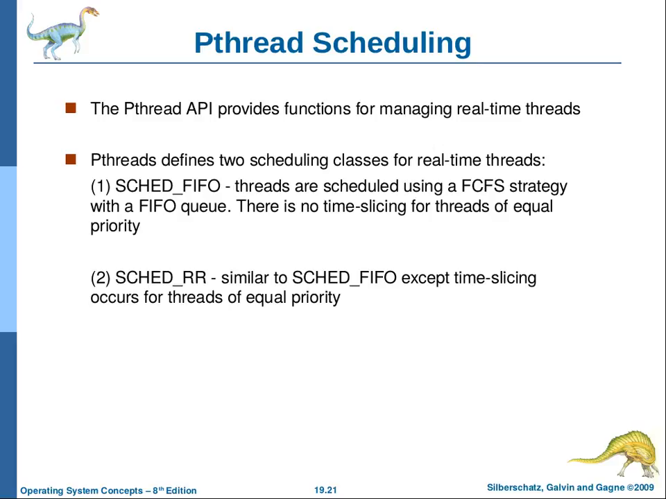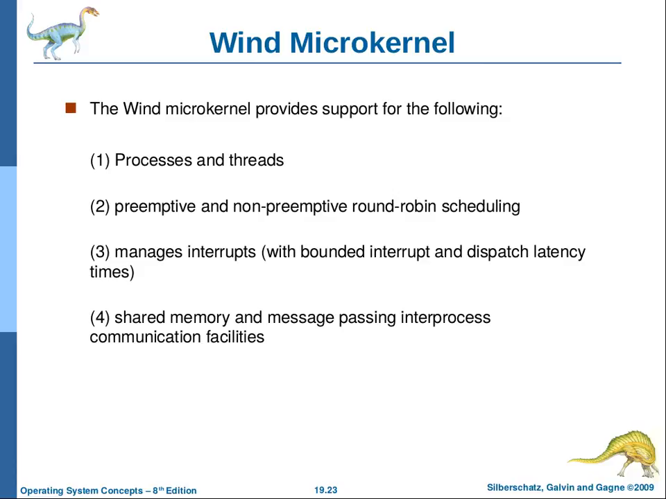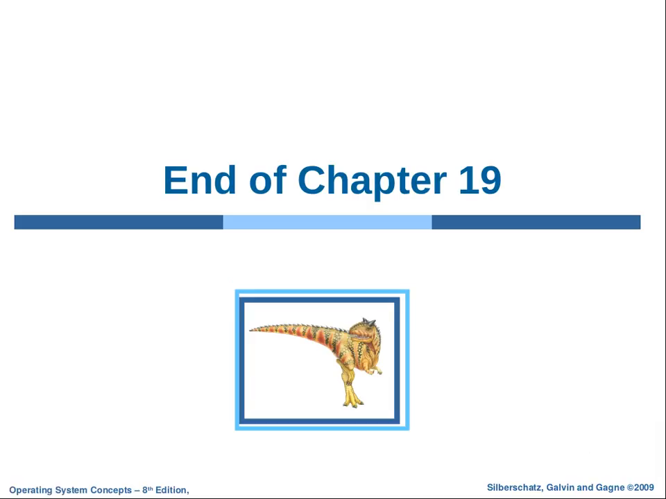All right, pthreads, you can actually force this to either first come, first serve. I don't know why the book included this. First come, first serve, or round robin, which isn't anything like what we just talked about. Oh, and then they go into VxWorks, which is another type of operating system for real time, but I don't really care about that, nor do I care about the Win microkernel, and that's the end of the chapter.